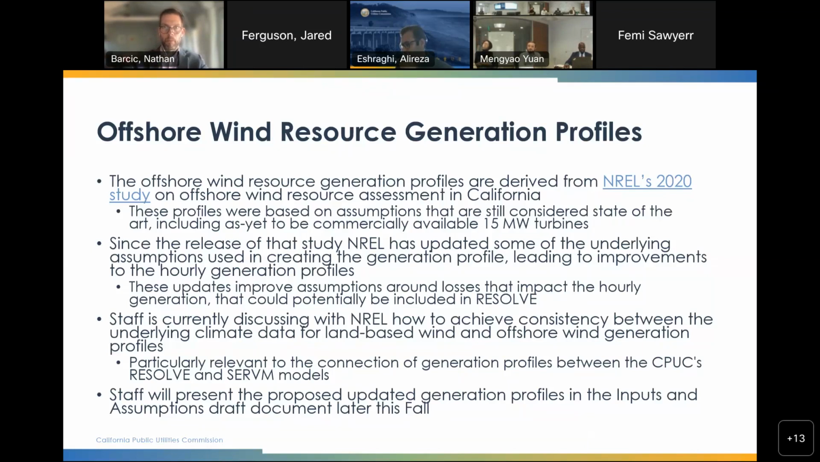And we'll be focused a lot on ensuring that there's a connection between the profiles used in the CPUC RESOLVE model and SERVO models. So these updates will be presented and provide a little bit more clarity in the inputs and assumptions draft that will be available later this fall. So move on to the next slide.